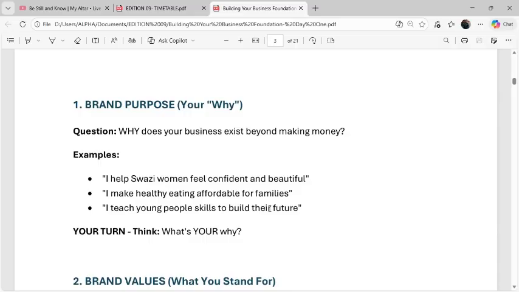Now, let's look at this. I help Swazi women feel confident and beautiful. When we are dealing with customer psychology, you need to put this in your mind. Once you do not put the customer in your mind, it is highly possible that you are going to lose that customer, or you are definitely not going to get clients. You have to make your business more about the customer. The customer comes first. What do they want? What do they need? What do they desire?